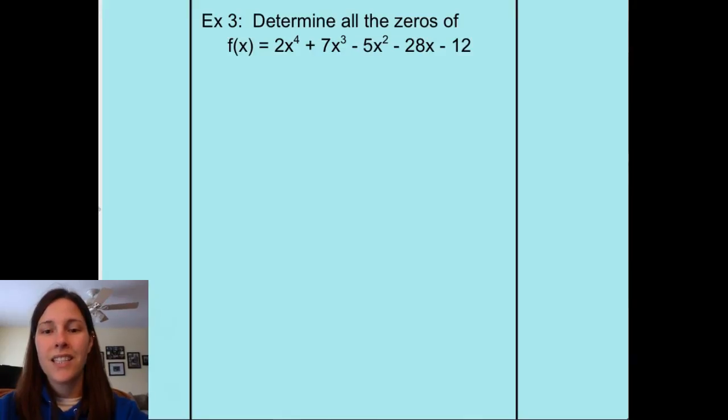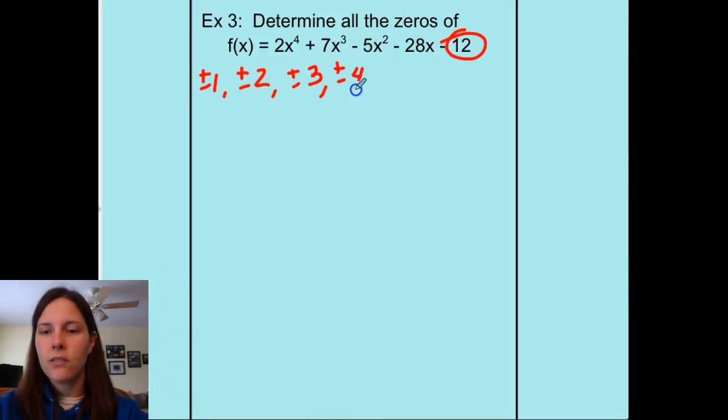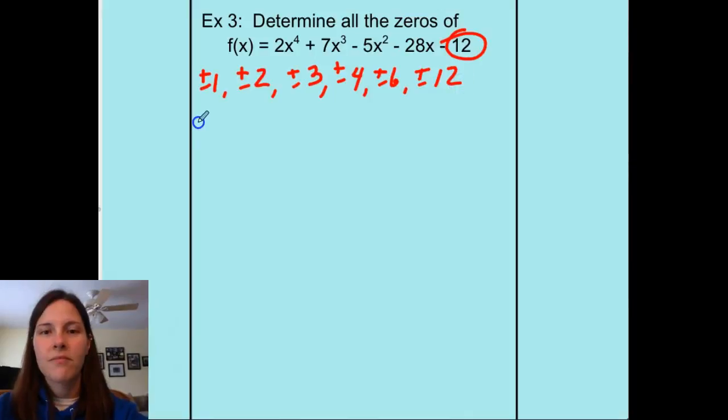All right, let's try that again. This time we have a leading coefficient that is not 1, so let's see how to set that up. First of all, our constant is 12, so all of the factors of 12: plus or minus 1, plus or minus 2, plus or minus 3, 4 goes into 12, 6 goes into 12, and of course 12 goes into itself. The factors of 2 are 1 and 2.